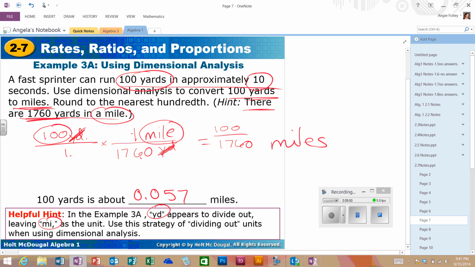Okay, just know that when I use yards, here it appears to divide out, leaving miles as a unit. This is what I like to do. It's called dividing out units. I make sure that I have the right units directly across from each other so I know I've set it up correctly. So this is your conversion factor. For every 1 mile, there's 1,760 yards.